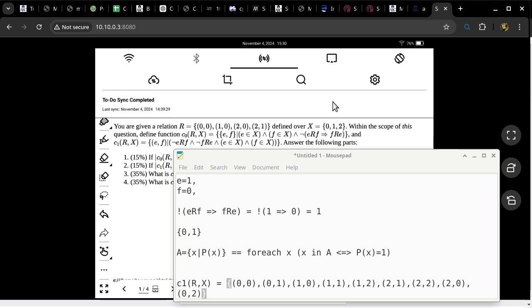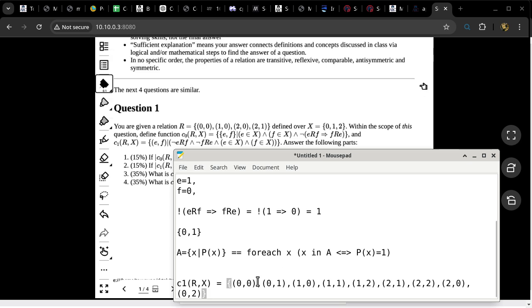All right, so we look at 0 0, and then we ask, well, right off the bat, we know that 0 0 is going to make the negated version of this false, because 0 being E, 0 being F, 0 R 0 is here. So the negation of that is going to be false. So we know that 0 0 does not belong here. Okay, so we can cross that out.